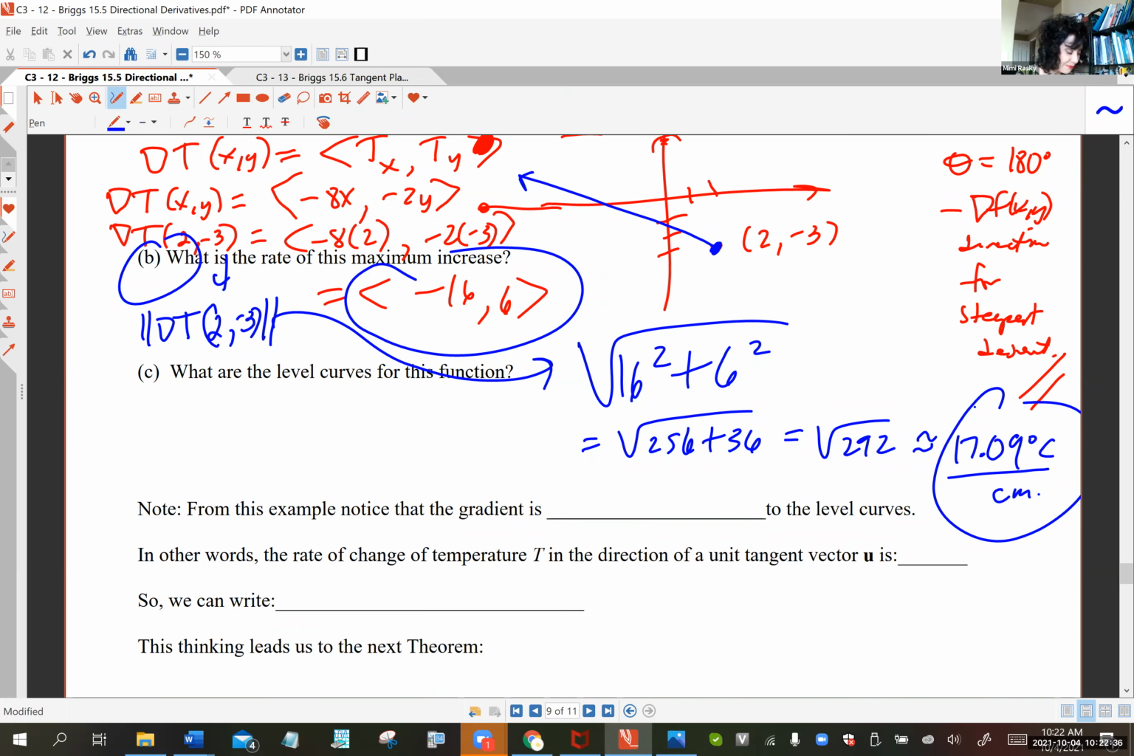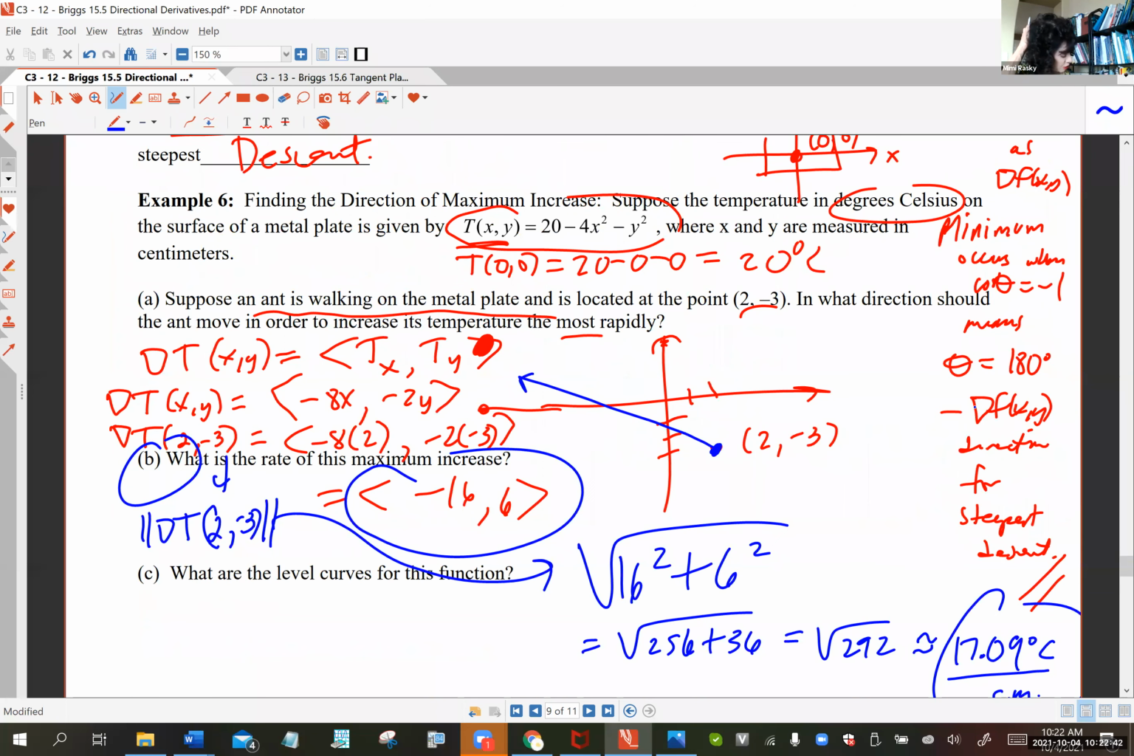Now, I want to address this, but I want to say there is a little bit of a caveat here. The instant the ant moves in this direction, even a little bit, the moment he moves, he's on a new point. And so the direction will change again. So let's say he moved a little bit, then the gradient is going to change again. And so it's going to point him in a new direction. So I claim it's going to maybe point him that way. And then if he moves a little bit more, it's going to point him that way. So it's going to keep changing as he moves.